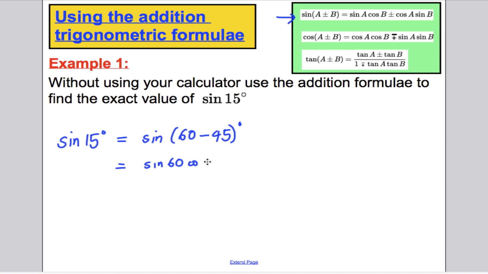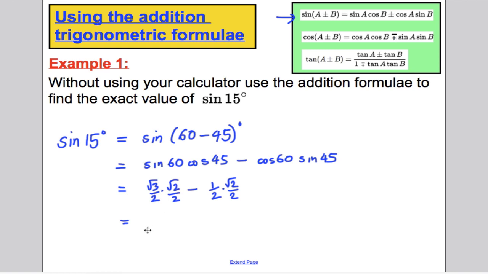Now expanding this using the addition formula up here, it would be equal to sine 60 cos 45 subtract cos 60 sine 45. And I know the values of each of these things here. I know sine 60 is root 3 over 2. I know cos 45 is root 2 over 2. I know cos 60 is a half, and I know that sine 45 is root 2 over 2. Okay, so I've just substituted those in there.